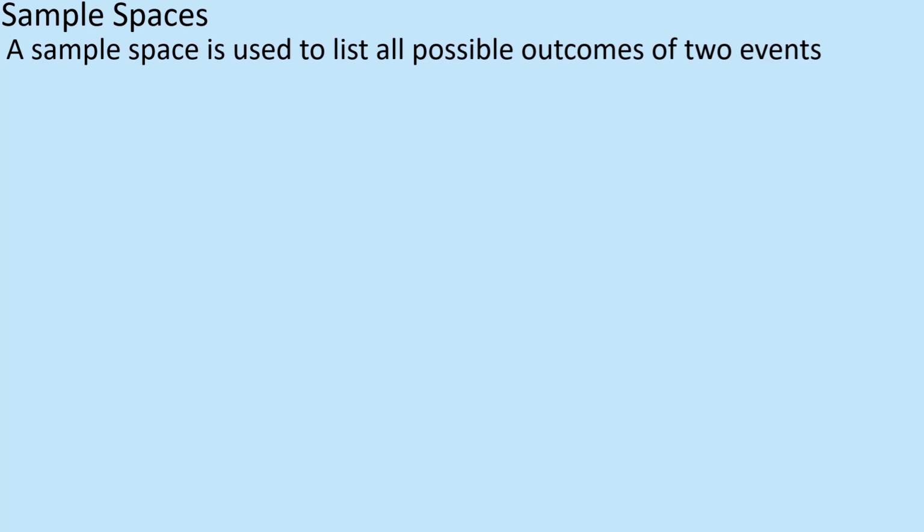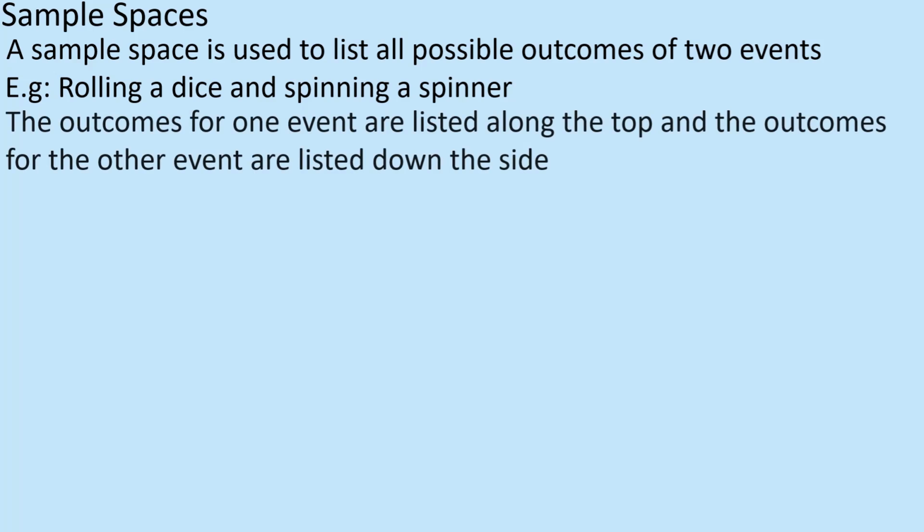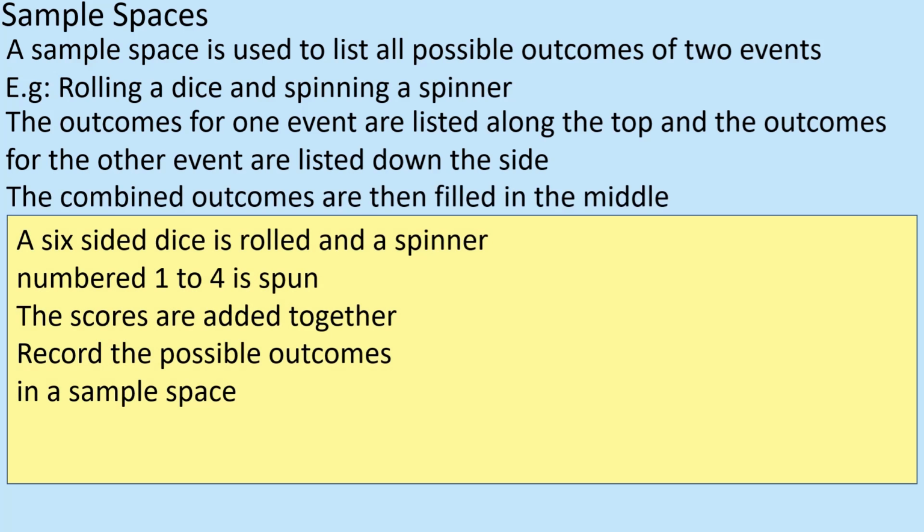What is a sample space? Well, it's used to list the number of possible outcomes of two events. For example, you could roll a dice and a spinner and then look at the potential different outcomes or combinations by using a table format. An outcome or event can be listed at the top and the outcome of the other event on the side. And from there, you can get the outcome in the middle.